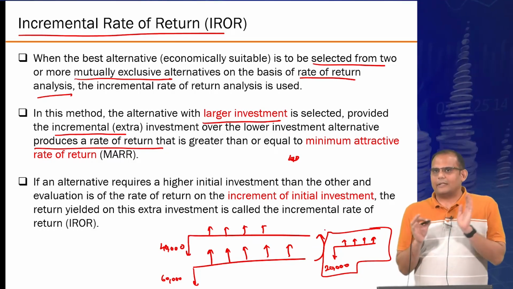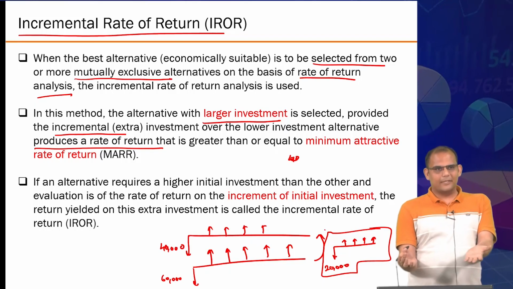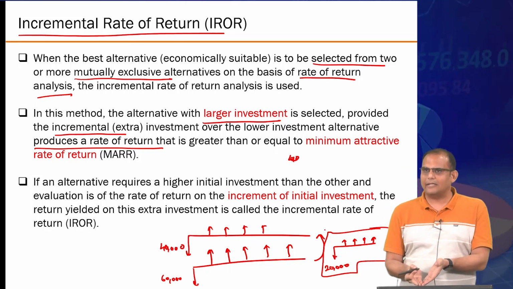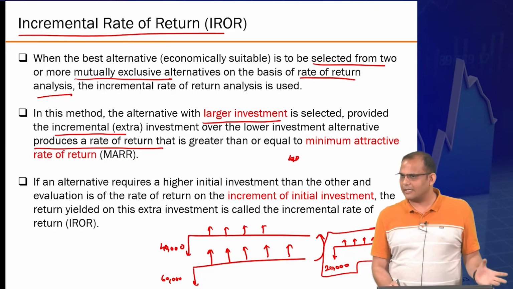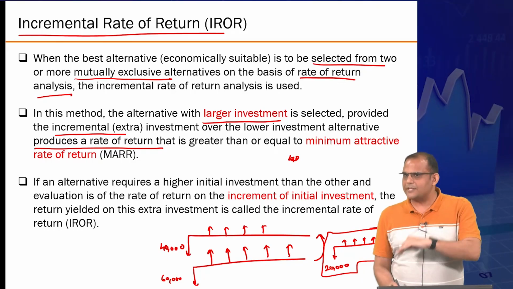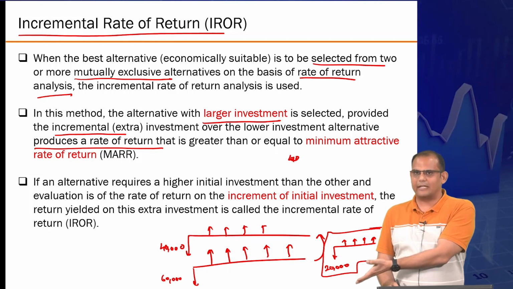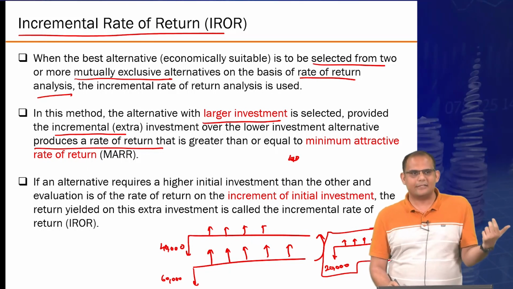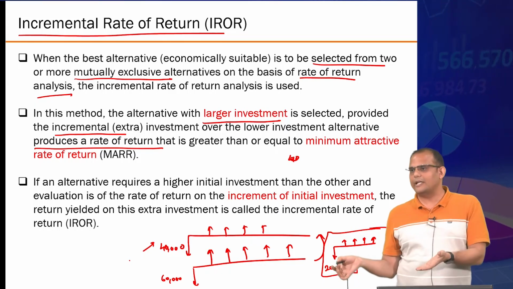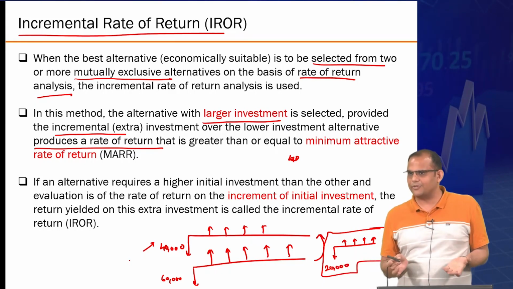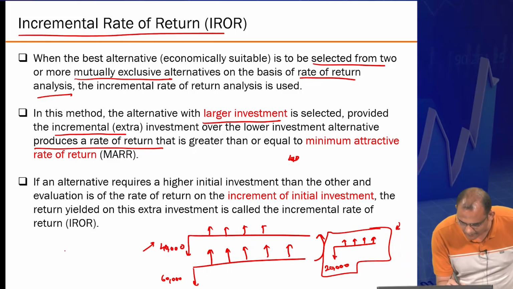Now, this cash flow series is justifiable if at MARR the present worth of this incremental cash flow series is greater than 0. If that happens, only then it makes sense for you to invest in that. Otherwise, your money is as good as you are investing in here and the rest of the money is actually getting you MARR. That's the kind of assumption you have, right?